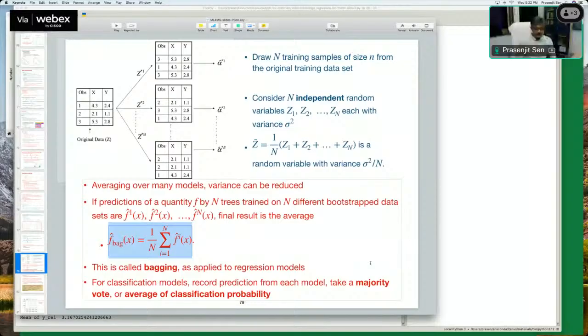Another way of doing it is that the models give you the probability that a test sample is in class 1 or class 2 and so on. Different models will give you different probabilities, and you take an average of these. You can do that as well, and I think that is what is implemented in scikit-learn.